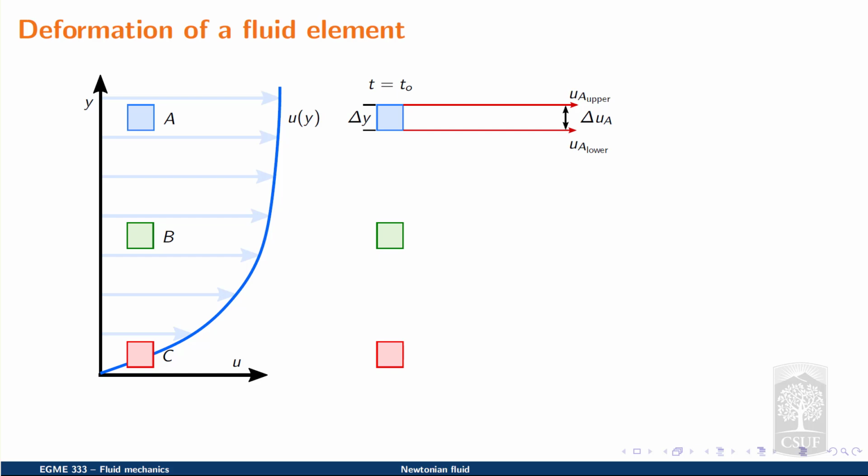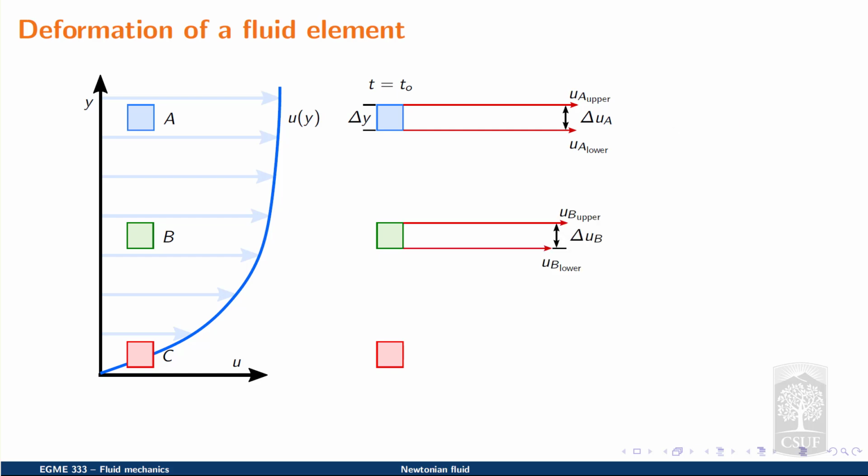where because of the variation in the velocity profile with vertical position y, there must exist a difference in velocity between the upper surface and the lower surface, which we represent with delta u sub A, which is equal to the velocity at the upper surface of fluid element A minus the velocity at the lower surface of fluid element A.